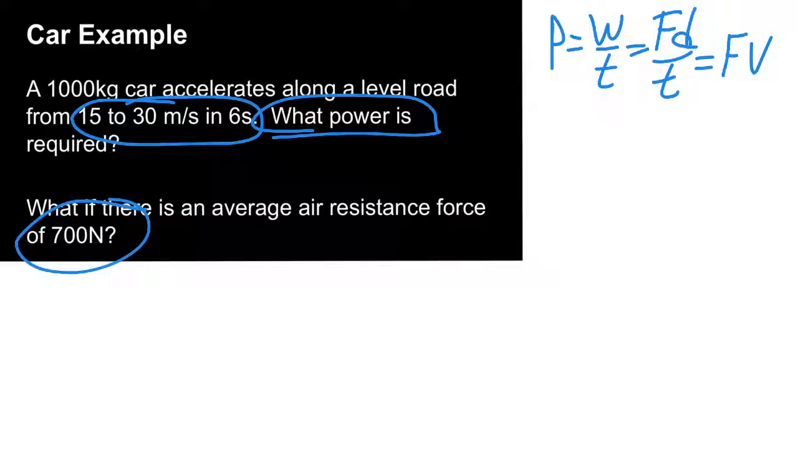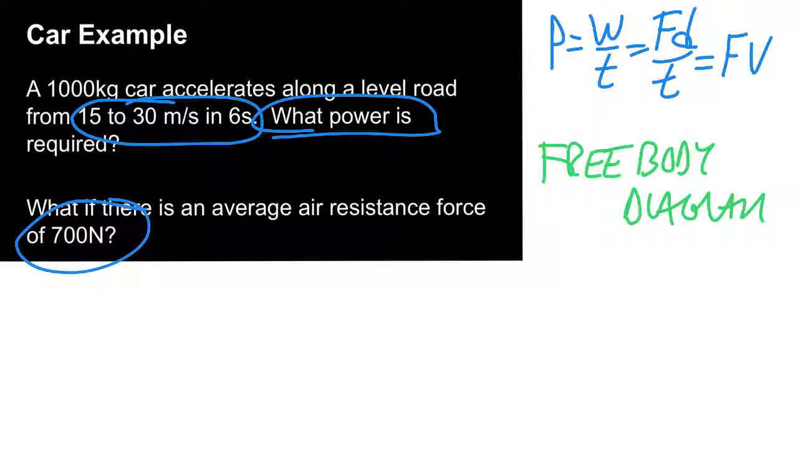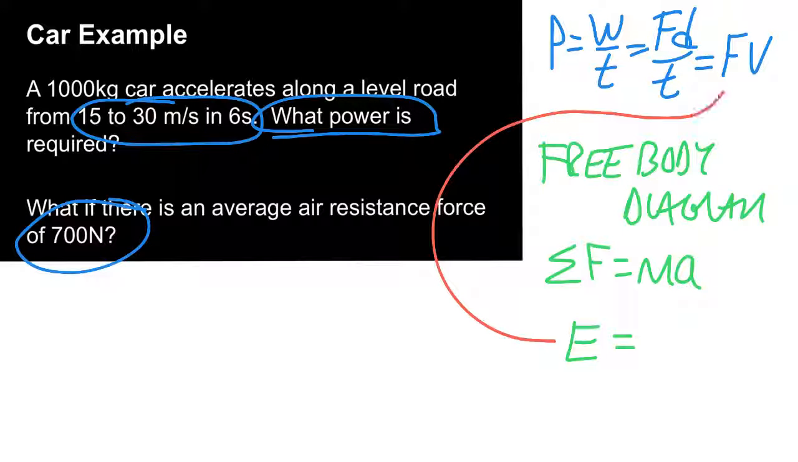We need to find out what the force is. We do that by taking our car and drawing a free body diagram. And then we use that with the sum of the forces equals ma, and we have to solve for what our engine force is. Once we have our engine force, that's what we use for the force here, and then the velocity that we'll use is the greatest velocity in our acceleration.